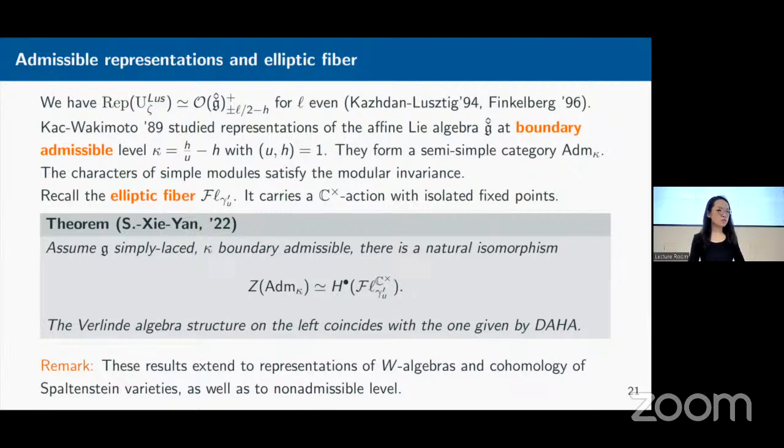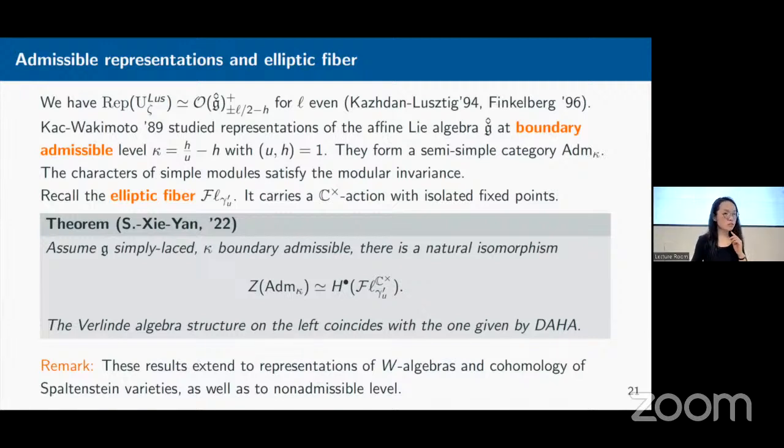And remember, I introduced you to this elliptic fiber for this gamma u prime in the first part of the talk, and it has a C star action with isolated fixed points. And with Xie Dan and Yan Wenbin, we proved the following theorem. If g is a simple Lie algebra and we assume kappa to be boundary admissible of this form, then there's a natural isomorphism between the center of the admissible module category and the cohomology of the fixed points in this elliptic fiber. And moreover, since admissible representations have modular invariance, you also have a projective representation of SL2Z on the characters.